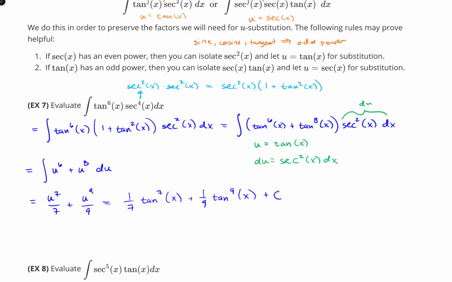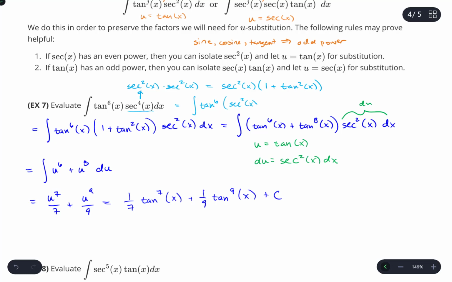But ultimately, I rewrite one of these so that I preserve a factor for du. So when I write secant to the fourth as secant squared times secant squared, then that clues me in. So I have secant squared x, and then times another secant squared x dx. And that clues me in that I can change these remaining factors into tangent, and then the derivative of tangent is secant squared, so this is my du.